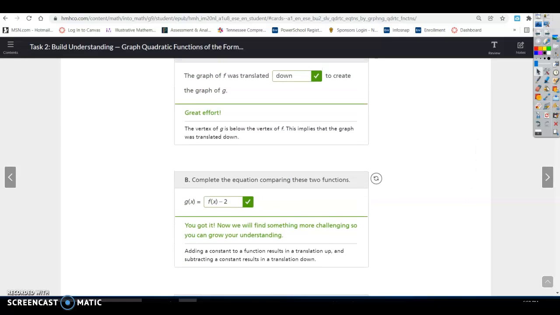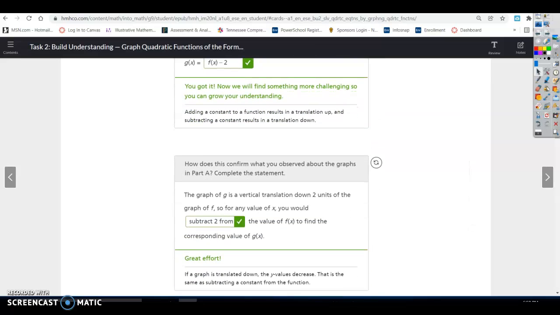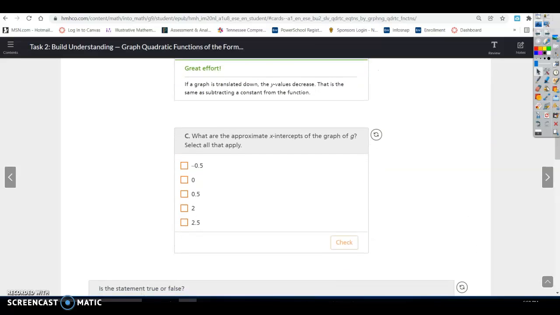All right, and again, we can look up here and see blue is f of x, and if you take the value and you move down 2 units here, or the x-intercept goes down 2, you can see that each point on there has just been shifted down 2 units.